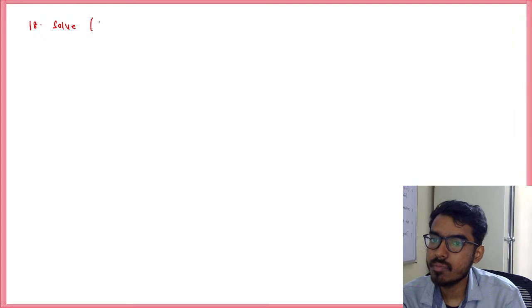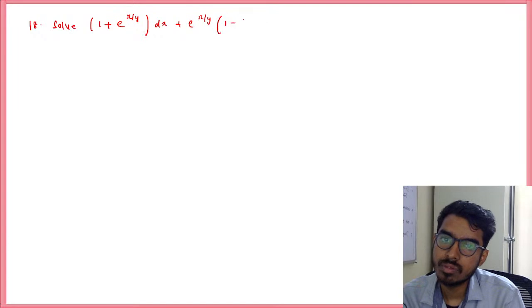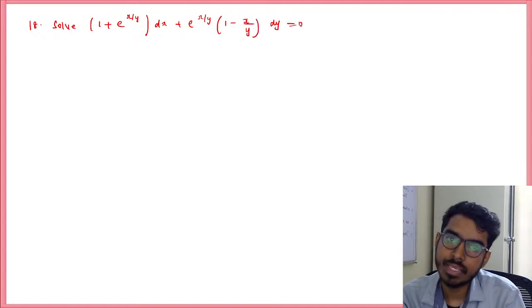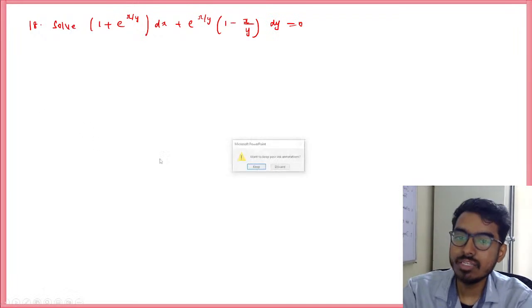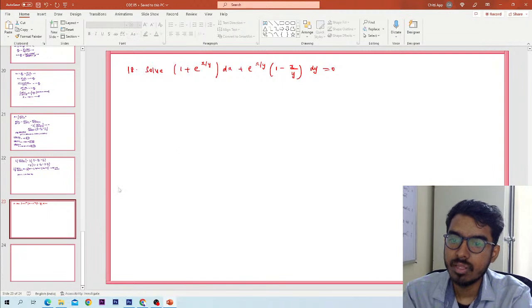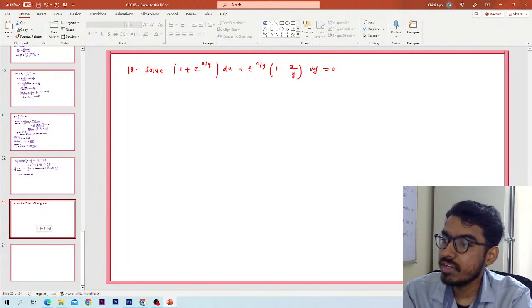To solve (1 + e^(x/y)) dx + e^(x/y)(1 − x/y) dy is equal to 0. So for this problem, usually we will put y to be equal to vx, right? Put y is equal to vx and then you will solve. For this problem, we're going to put x is equal to vy, right?